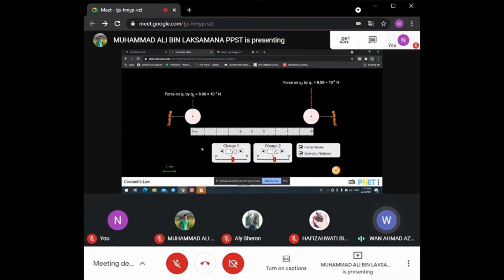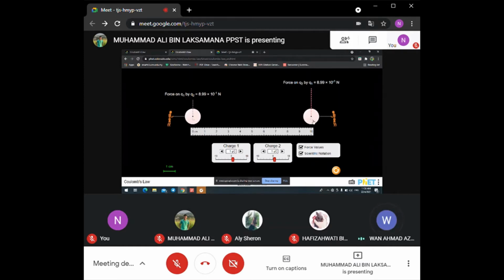From table 1, the R2 values are 10 centimeter, 8 centimeter, 6 centimeter, 4 centimeter, and 2 centimeter. So the values for R2 in meters will be 0.1 meter, 0.08 meter, 0.06 meter, 0.04 meter, and 0.02 meter. For the third part in the result from objective 1, we need to set the separation of charge 2 from charge 1 to 10 centimeter, 8 centimeter, 6 centimeter, 4 centimeter, and 2 centimeter, which are represented as R2.